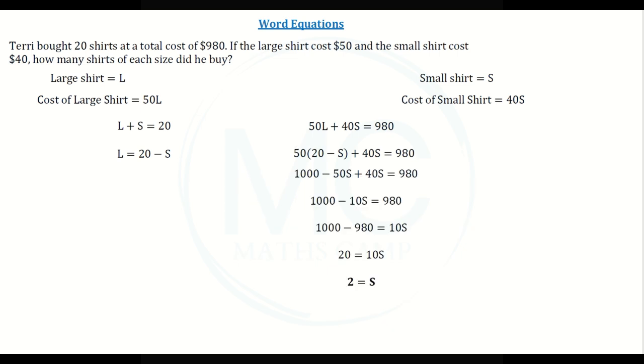Now that we have two small shirts, let's see how many large shirts Terry bought. So we're going to substitute 2 into our S value over here, and we say L is equal to 20 minus 2, which means that L is equal to 18. And we have now completed this question. You will see more examples like these in our upcoming videos.